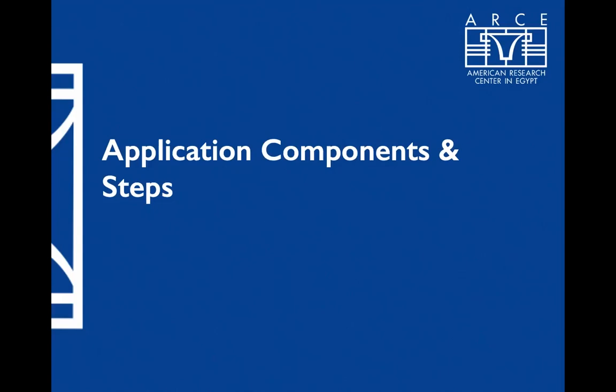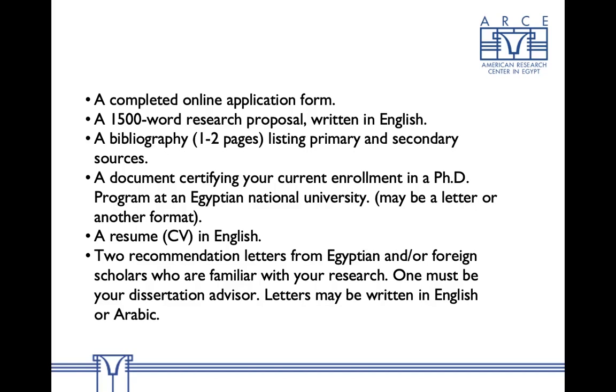Application components and steps. The online application process is straightforward. These are the components of the application and the process. A completed online application form, a 1,500-word research proposal written in English, a bibliography, 1 to 2 pages listing the primary and secondary sources, a document certifying your current enrollment in a PhD program at an Egyptian national university.